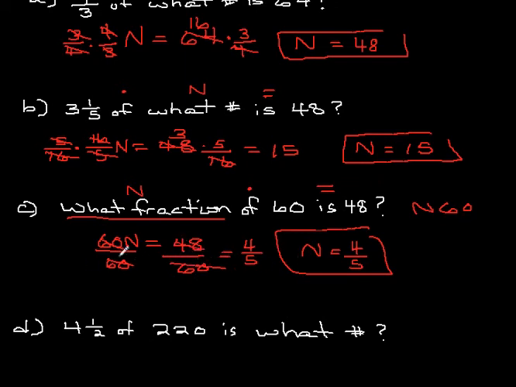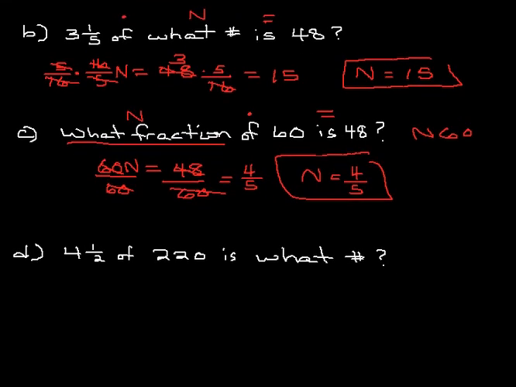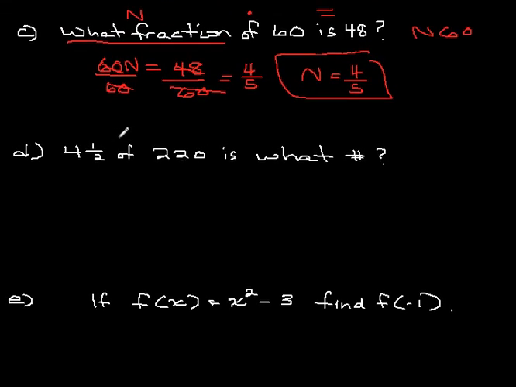This one is pretty similar. 4 1/2 of 220 is what number? This time the what number is at the end. It's after the equal sign. So make this improper. 4 times 2 is 8, plus 1 would be 9/2 times 220 equals n. So this is just a simple multiplication problem. So 2 goes into 220 110 times. We take 110 times 9 and we get 990, and that equals n.